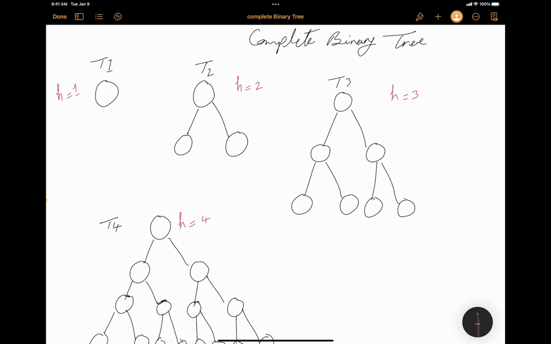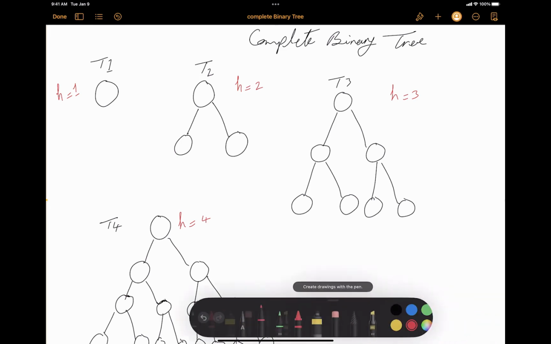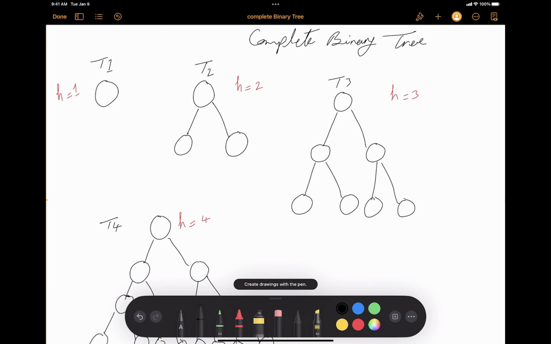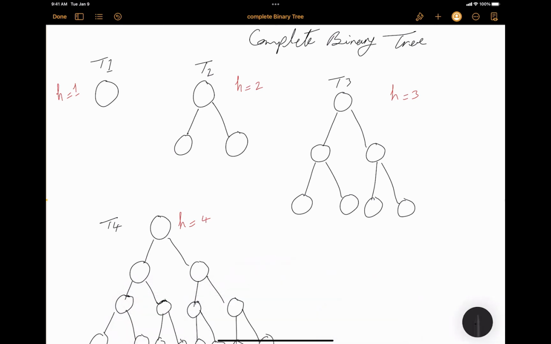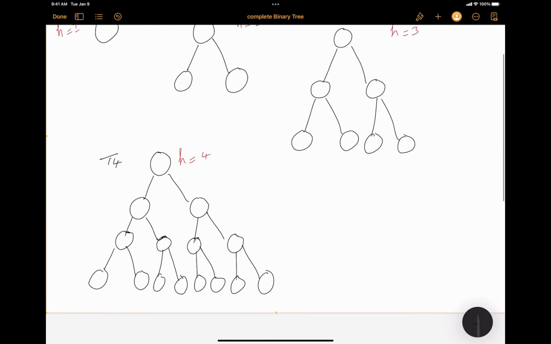or the height of the trees in a complete binary tree. So here, as you see, T1 has a height of 1, T2 has a height of 2, and so on. So we're going to find a pattern for the number of nodes in the complete binary tree. So I'm going to start with T1. So let's see if we can find the pattern.